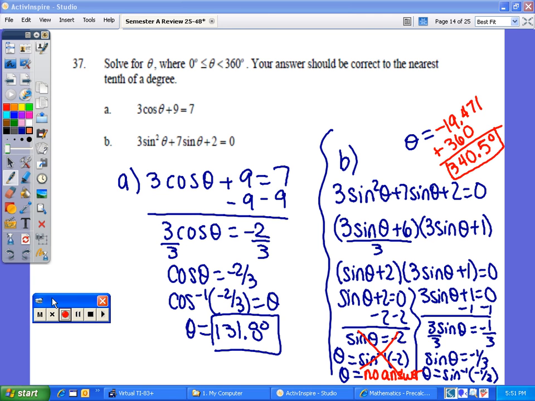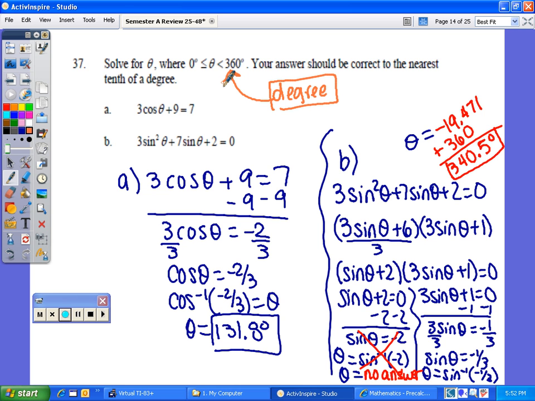So you're going to do everything. It's a two-step equation, and then you would just press arc sine in your calculator. Now in this section, because we're looking for the degree, make sure that your calculator is in degree mode. So pay attention to that.